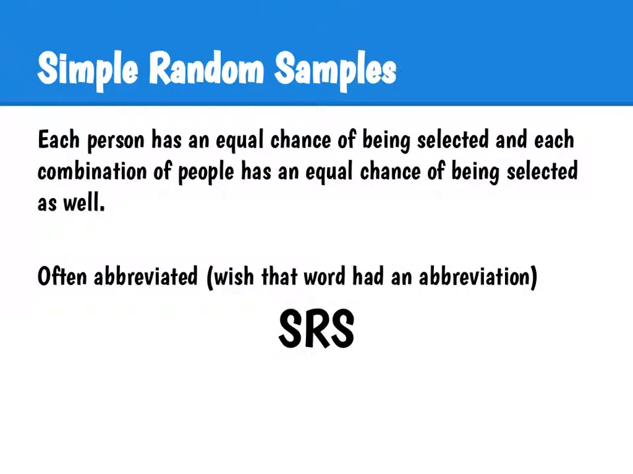Alright, so I'm going to give you a variety of examples of different surveying techniques, different samples you can collect, and then we'll talk about some bad ones. So the first one is a simple random sample. You've seen this on some AP questions, SRS. Each person has an equal chance of being selected, and each combination of people has an equal chance of being selected as well. So it is very simple. You give everybody a number, you randomly pick a number, or 5 numbers or whatever, and that's your sample.